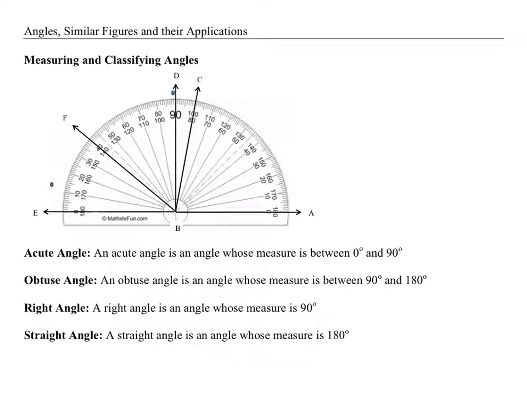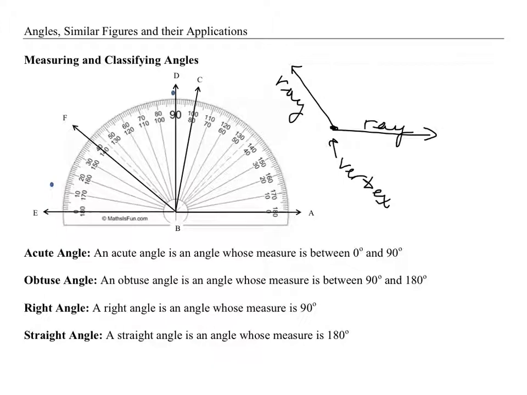This lesson is on angles, similar figures, and similar figure applications. Let's talk about angles first. An angle has two what we call rays in geometry, and they are connected at their endpoints by what we call a vertex. So this is called a ray, and this is called a ray.